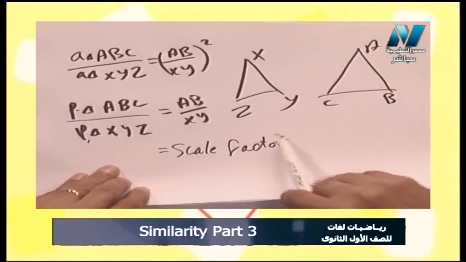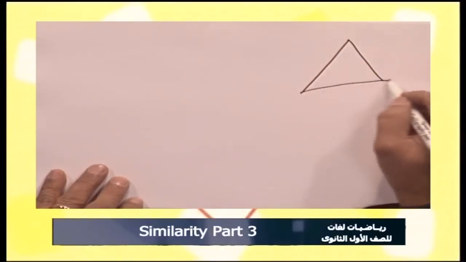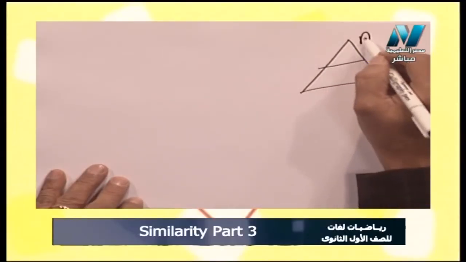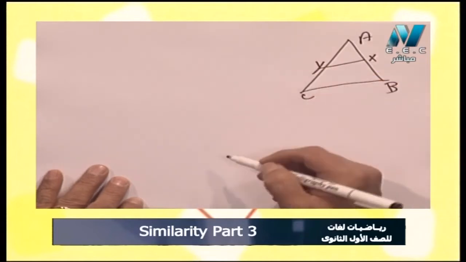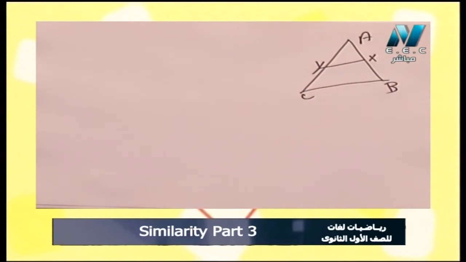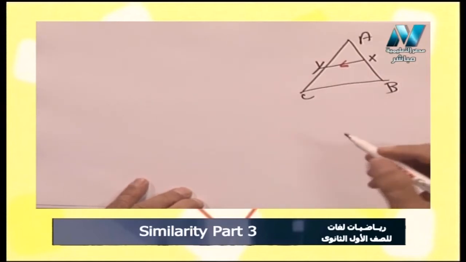And concentrate with me to find an example, my dear students. We will solve examples to be clear to you. So concentrate with me. Now we have a triangle here like that, ABC, X, Y here, and we have parallel. What is parallel to what? XY here is parallel to CB.